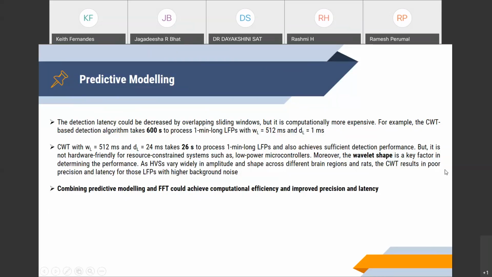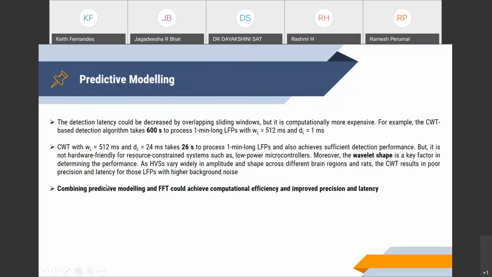Moreover, we designed the wavelet to match the spectral features of the high voltage spindles, the target signal. As I already mentioned, we cannot expect the same shape across brain regions and different subjects. The wavelet shape is highly variable. So if, due to higher background noise, the shape of high voltage spindles is affected by noise, the continuous wavelet transform might not give good results.